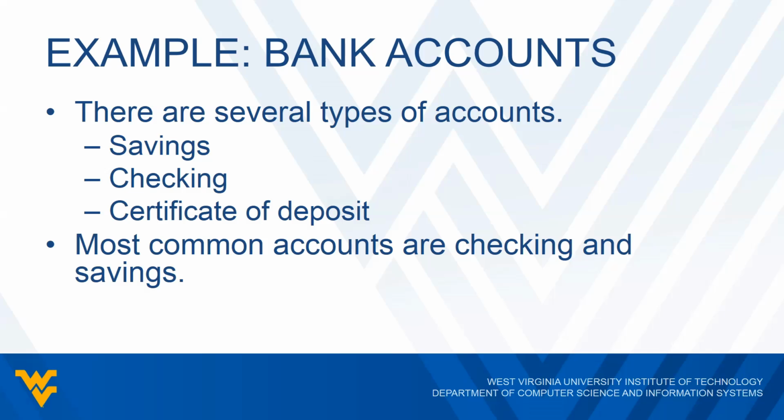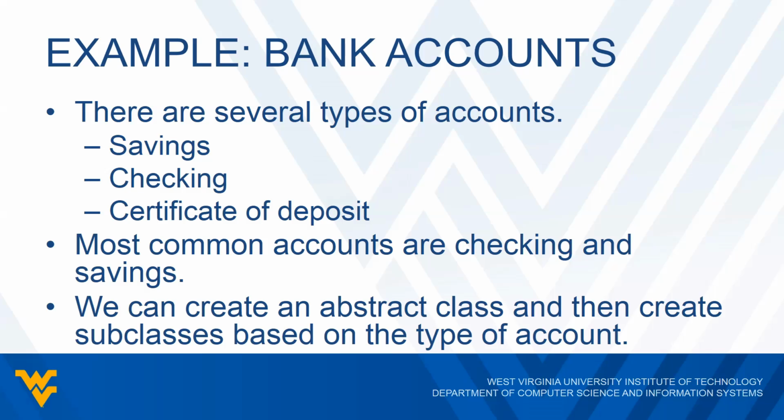We're just going to have our typical bank accounts, and then we're going to have a checking account and a savings account. And what we're going to see here is that we can create an abstract class, so that's going to be our bank account, and then we can create subclasses based on the type of account. So we'll have one subclass for the checking account, and then a subclass for the savings account. Not only will these subclasses inherit everything from the bank account class, but they're going to include the additional methods and variables and other features that cater to the checking account and savings account.